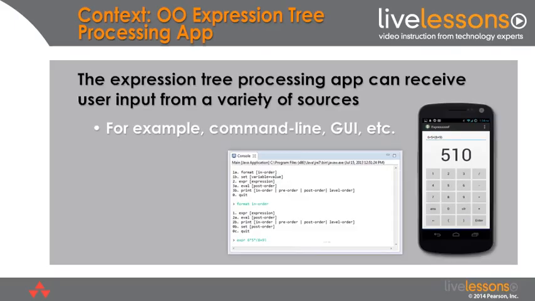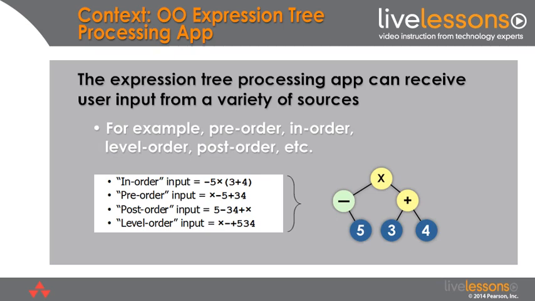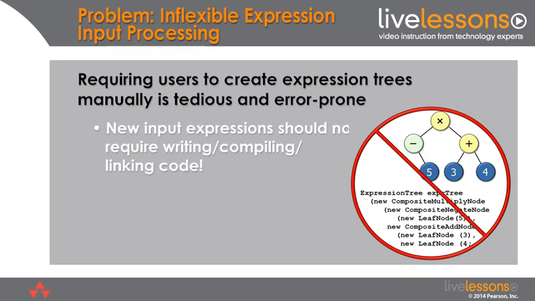This app can receive user input from a variety of different sources: the command line, user interface, buttons, text views, and so on. The input can also arrive in a variety of formats. For example, it can be in pre-order or post-order, level order, in order, and so on. We don't want to have to require the users to manually program this input. That would be incredibly tedious and error-prone. New input expressions shouldn't require writing and compiling and linking code.